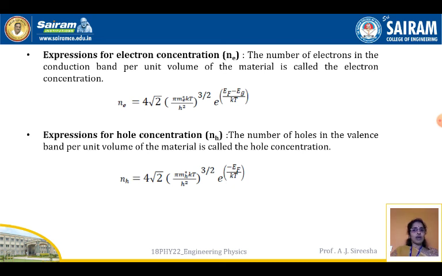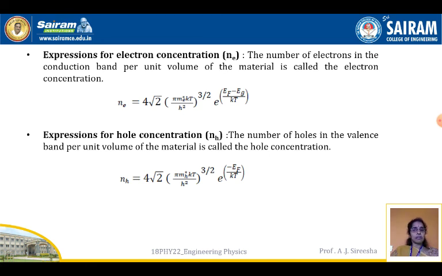The only thing you have to remember is that in Ne, it is e to the power of (EF minus Eg) by kT, and here in NH it is e to the power of minus EF by kT. Only the difference is that minus Eg has come extra in the electron concentration.